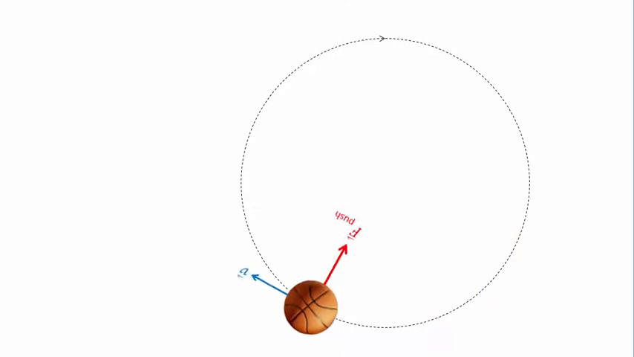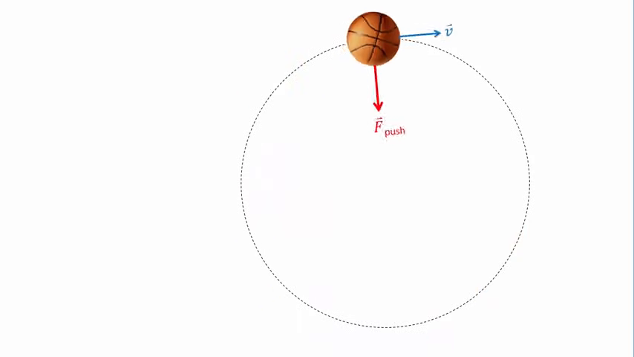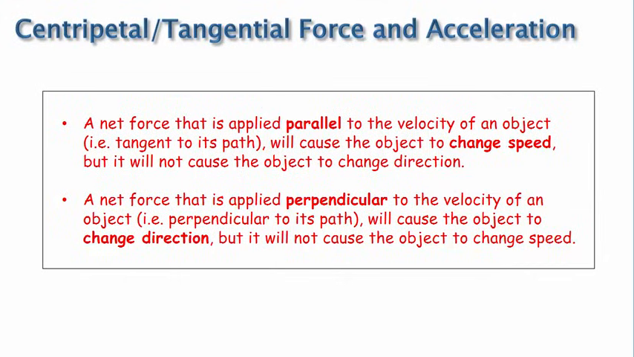There are two major points to make based on what we've discussed so far. A net force that's applied parallel to the velocity of an object, that is to say, tangent to its path, will cause the object to change speed, but it will not cause the object to change direction. And a net force that's applied perpendicular to the velocity of an object, that is to say, perpendicular to its path, will cause the object to change direction, but it will not cause the object to change speed.